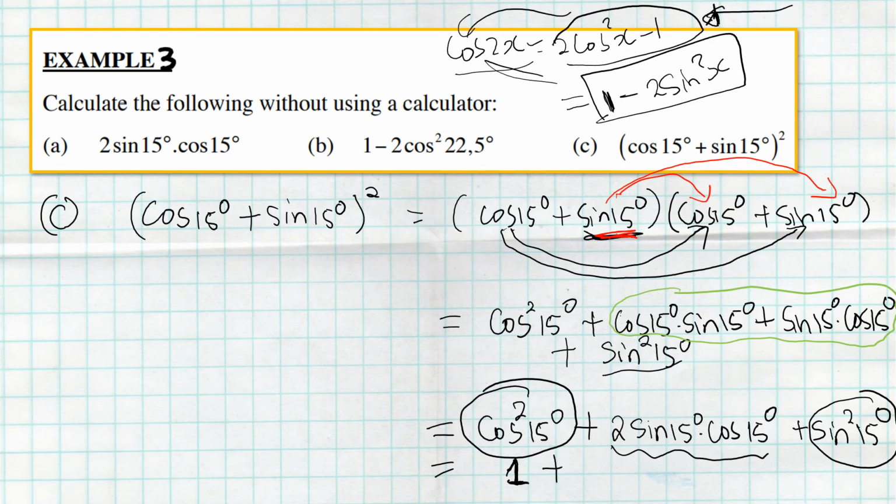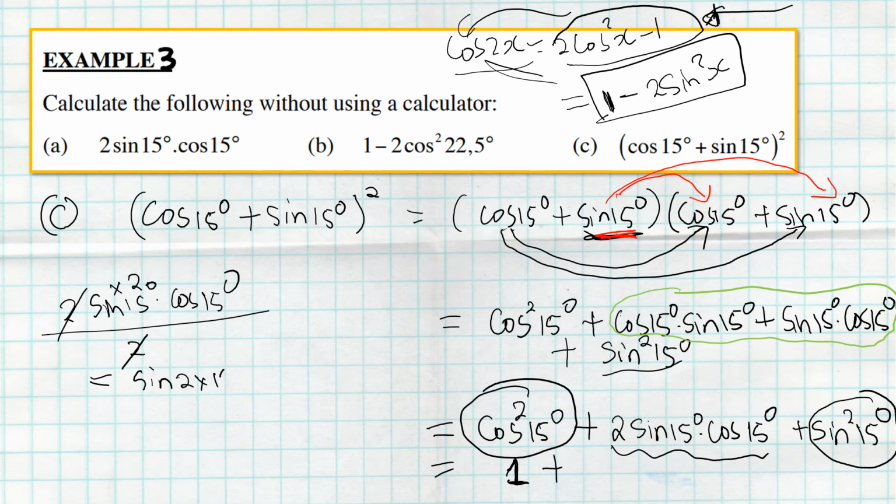Can you see? This is double angle for sine, because it's 2 sine 15 degrees cos 15 degrees. And how do we go back? If we want to return, we divide by 2. This one will cancel this. Then we double the angle, we multiply the angle by 2. Then it will be sine 2 times 15 degrees.